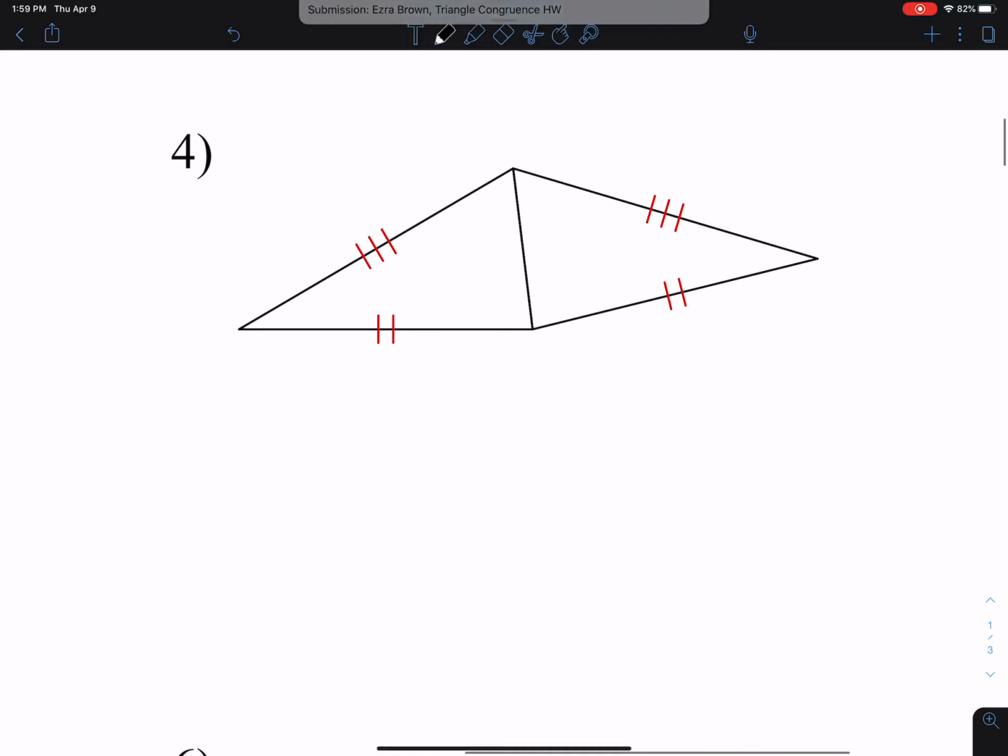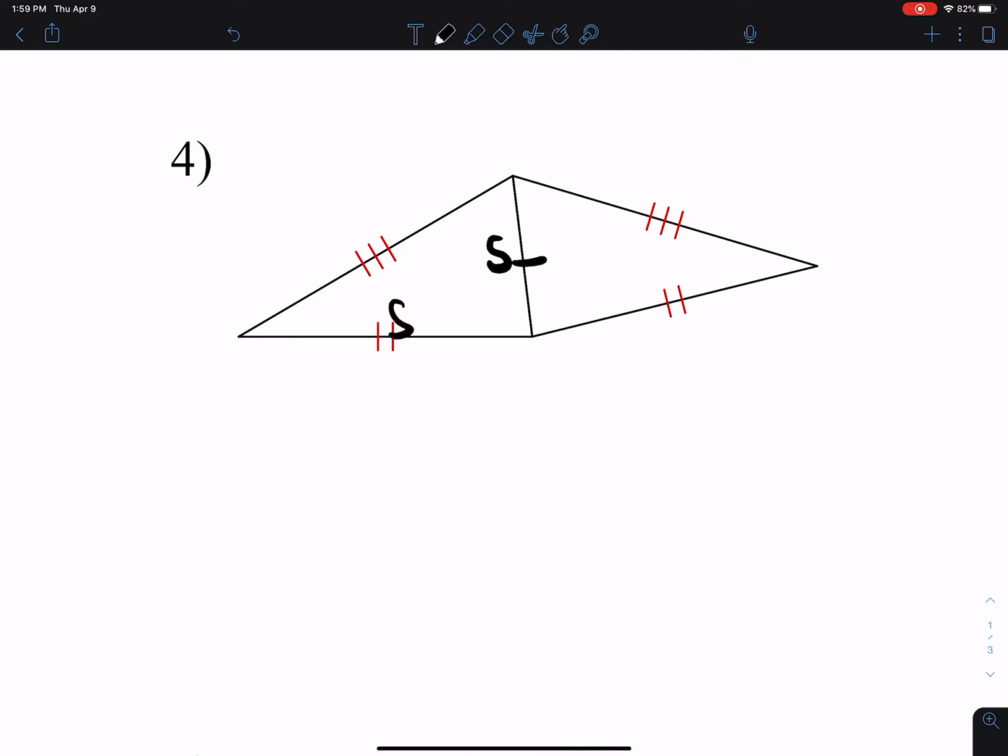Then we have this one. So these two triangles are sharing this side. And that side is obviously congruent to itself because it's the same side. So here we have side 1, side 2, side 3. Then we have side 1, side 2, side 3. So we have, yes, these are congruent by side, side, side.